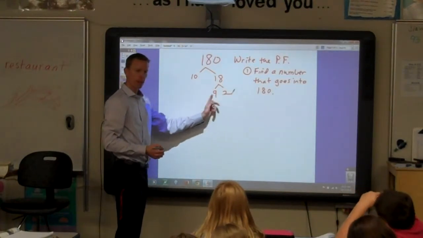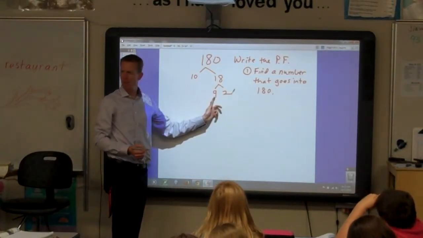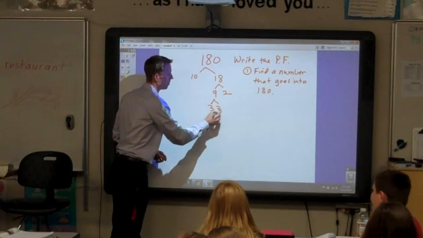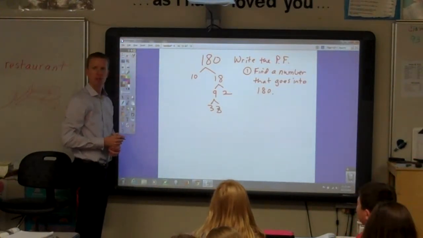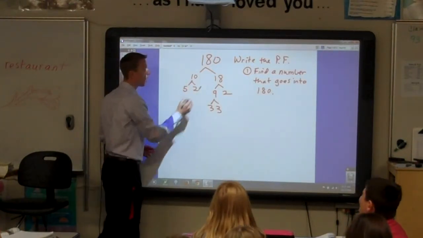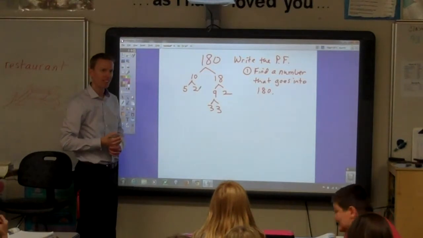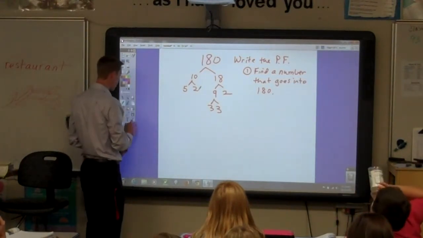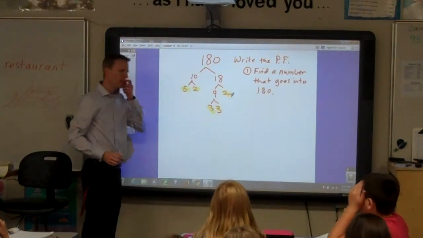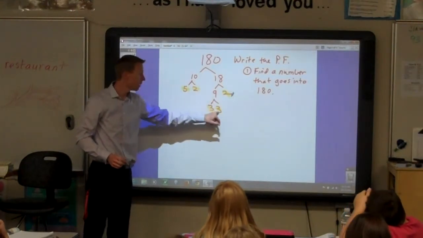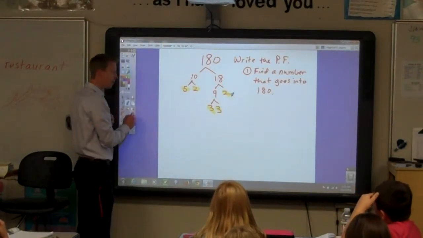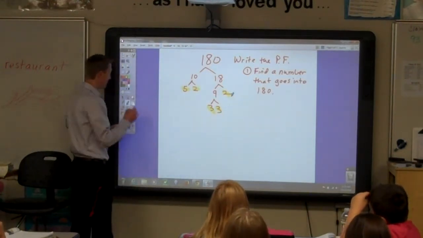Are these both prime? No, 9 is not prime, is it? No. What makes 9? 3 times 3. 3 and 3. What about 10? Is 10 prime? No. What do we use to make 10? 5 and 2. Are those prime? Yeah. So now we have all the prime numbers that go into 180. Notice something. There are 2 2s and 2 3s and a 5. Yep, sorry, 2 3s.